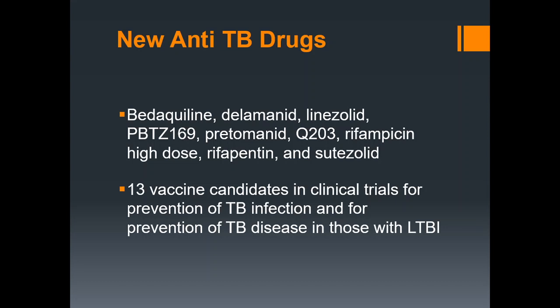Again, there are 13 vaccine candidates in clinical trials, but so far none is on the market. Only the BCG vaccine is still used, which has been used for a long time, and this is part of the national immunization program in Jordan and many other third world countries.